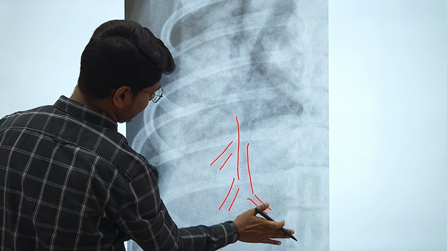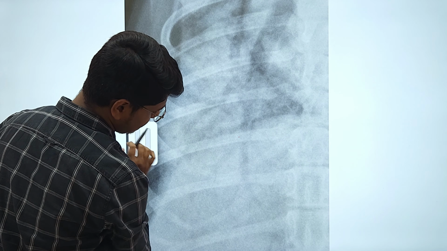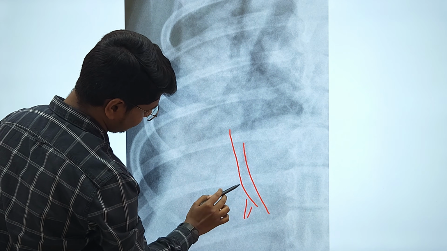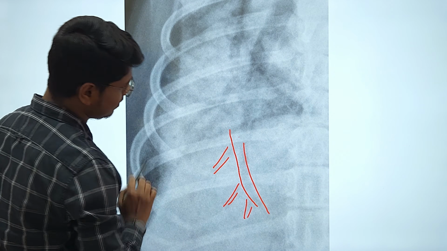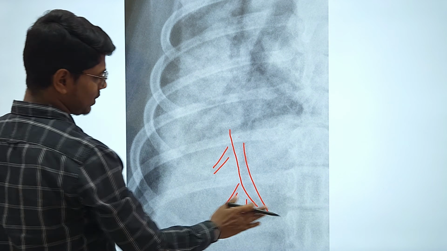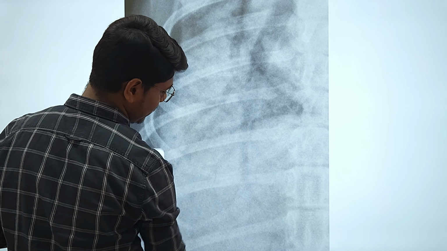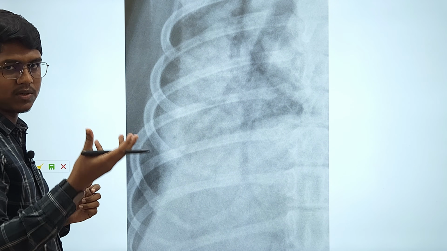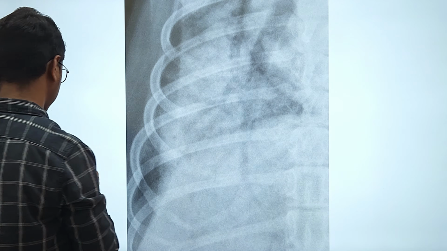Let me erase this one for you so that you can see. Can you see this now? You can see here. This is air bronchogram. The background is soft tissue and this normal bronchus containing air will be visible. Okay, this is alveolar pattern.